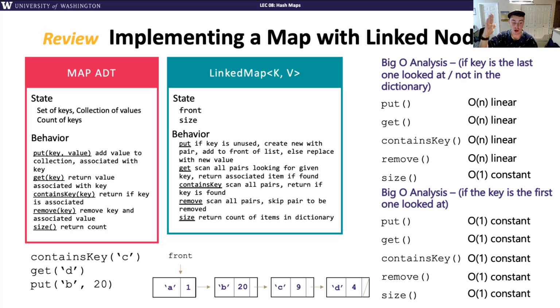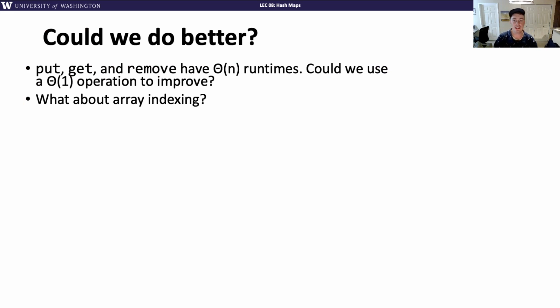The fact that we had to start at the beginning and loop till the end to find the key we want. And so the question here is: these put, get, and remove have some big theta of n runtimes, and they come from that scan operation. So could we, instead of trying to scan for the key, use some big theta of 1 operation to improve the runtime in total? So can we replace that linear runtime with a constant runtime?